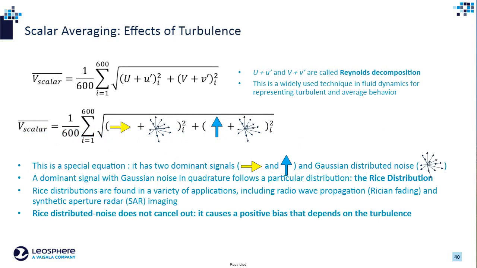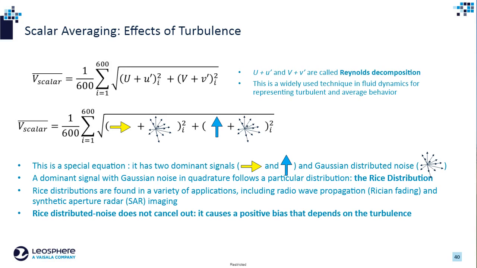So here is one of the equations I showed you before. But I've replaced u and v with u plus u prime and v plus v prime. This is called Reynolds decomposition. This is a widely used technique in fluid dynamics for representing turbulent and average behavior. So our big arrows here, our east-west yellow arrow and our north-south blue arrow, these are dominant signals, the average behavior. And these little baskets of arrows represent the turbulent behavior.